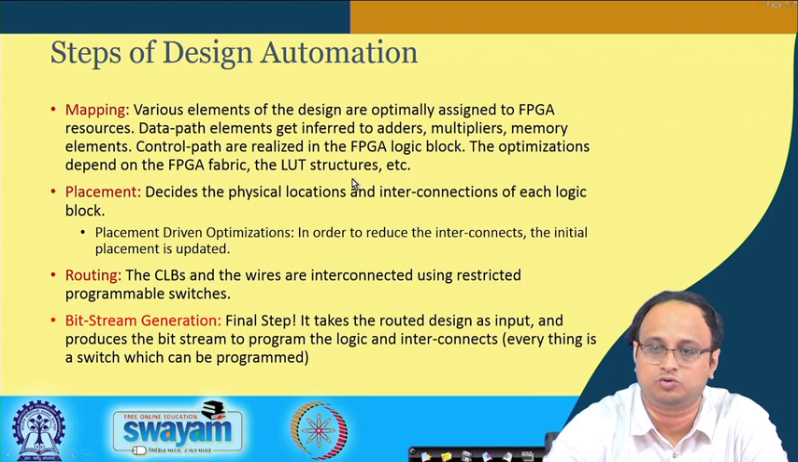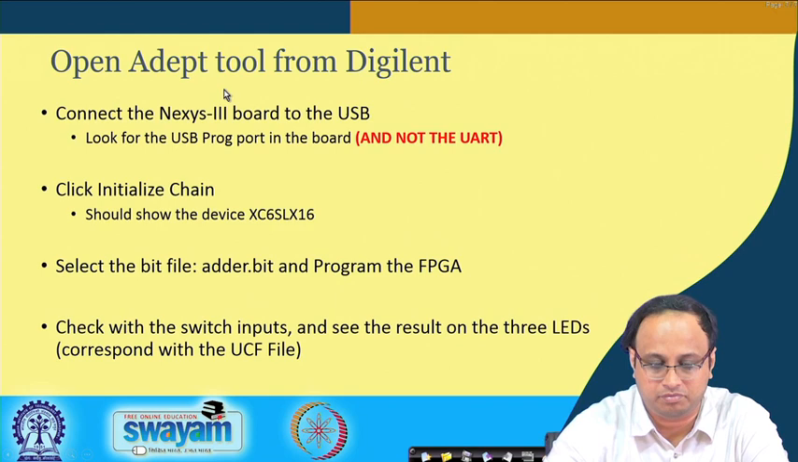Then it is followed by two important steps called placement and routing, and finally you get the bit stream. Once you have got the bit stream, that is the final step, because the bit stream generation takes the routed design as input and produces a bit stream which programs the logic and interconnects. As I said, all of them are programmable, and everything is a switch, and therefore you can program them, either turning the switches on or off. Finally you open the tool from Adept. This is just an example, but you can do it with other tools as well. Then you download this bit file, and finally your design works as intended.